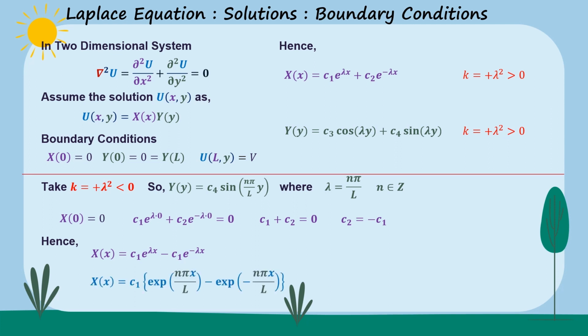That's it. So therefore, our solution can be written as X(x) equal to C1 times e to the power lambda x minus e to the power minus lambda x, where lambda is well known, n pi by L. So n pi x divided by L and minus n pi x divided by L. That's it. So we obtained x, we obtained y. Now if I multiply the two, we get the general solution.